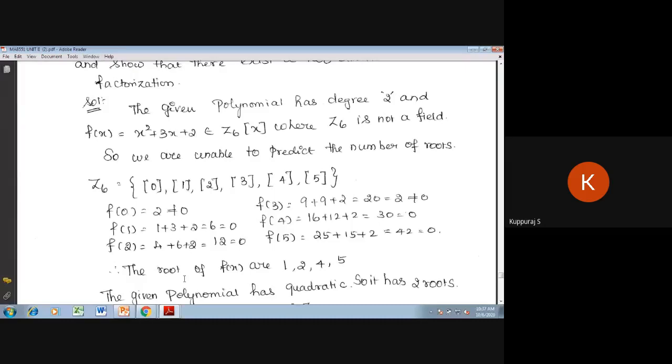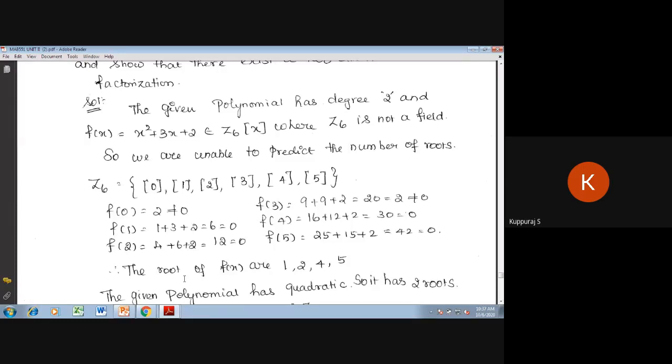Then find f of 2. f of 2 is equal to 12. Actually 12 is congruent to 0 under mod 6. So therefore 2 is also a root. Then putting x equal to 3, f of 3 is equal to 2, which is not equal to 0. So 3 is not a root of the given polynomial.